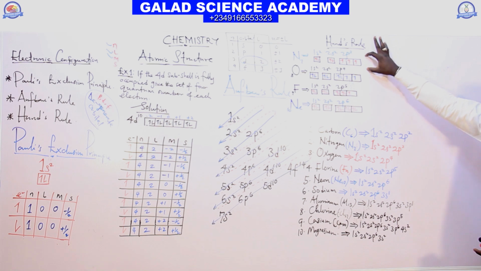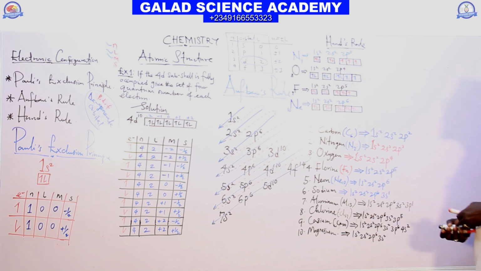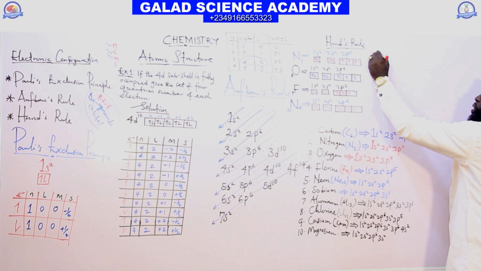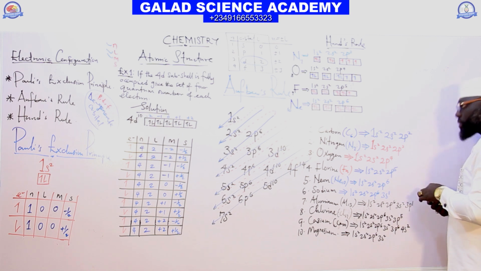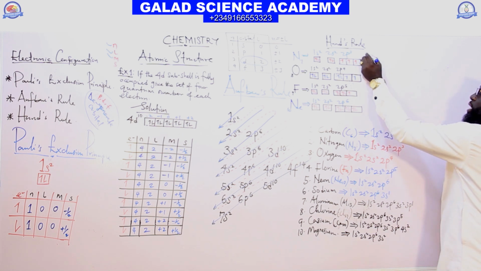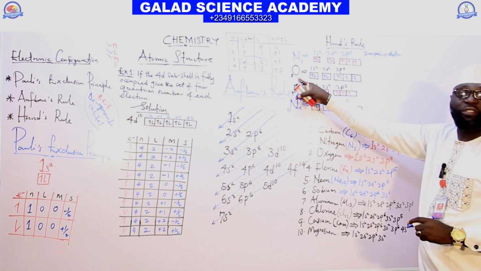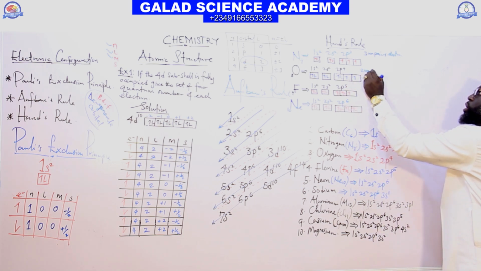Look at this now. We apply it here. How many unpaired electrons can be found in nitrogen? Look at this P. 1, 2, 3. So nitrogen has 3 unpaired electrons. How many unpaired electrons do we have in oxygen? 1, 2. So oxygen has 2 unpaired electrons.